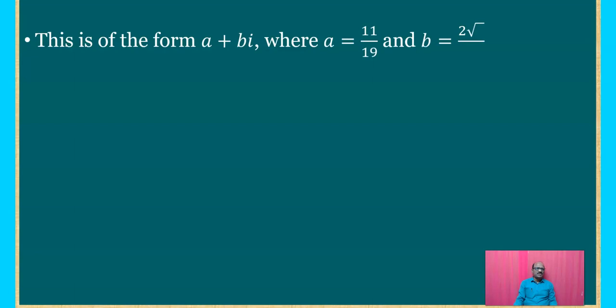Therefore again, this is of the form a plus ib, where a is equal to 11 upon 19 and b is equal to 2 root 3 upon 19.